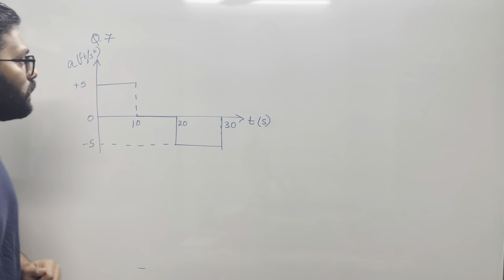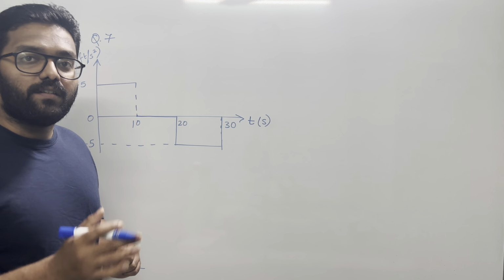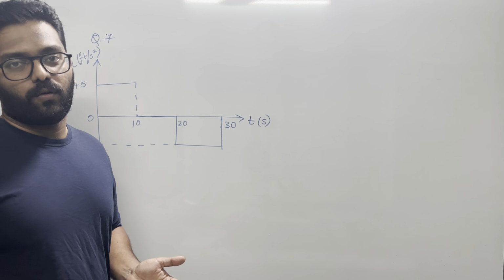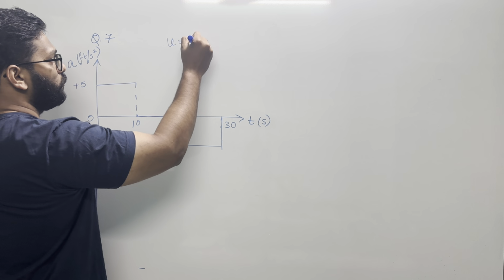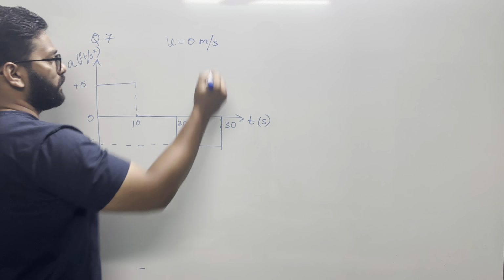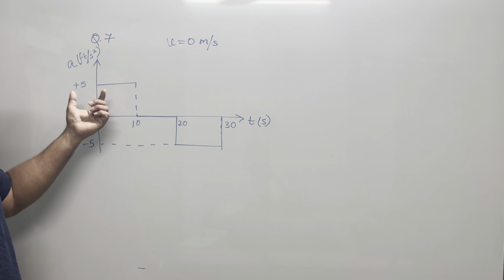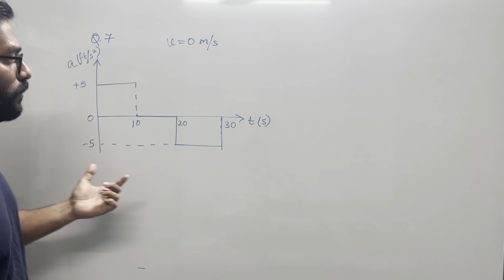Let's do that. Now in this question it will be assumed that the initial velocity is 0 because it is not given, and without that you cannot do this question. So let's assume u is equal to 0 meter per second. Now we want to write velocity as a function of time, to draw the velocity time graph.